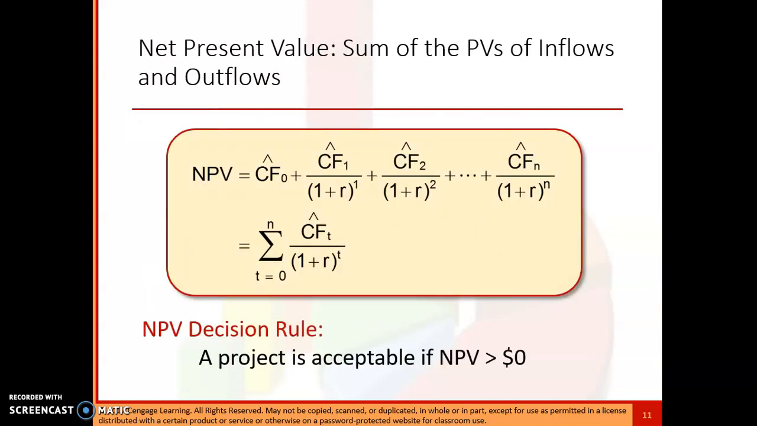So NPV simply is the sum of the present value of all the future cash flows. The CF0 is the initial investment. That's an outflow. Then we take all the future cash flows and present value those by the required rate of return. So the cash flow in year one is present valued by 1 plus the required rate of return to the first power. In the second year, 1 plus the required rate of return to the second power. But the decision rule: a project is acceptable if the net present value is greater than 0.